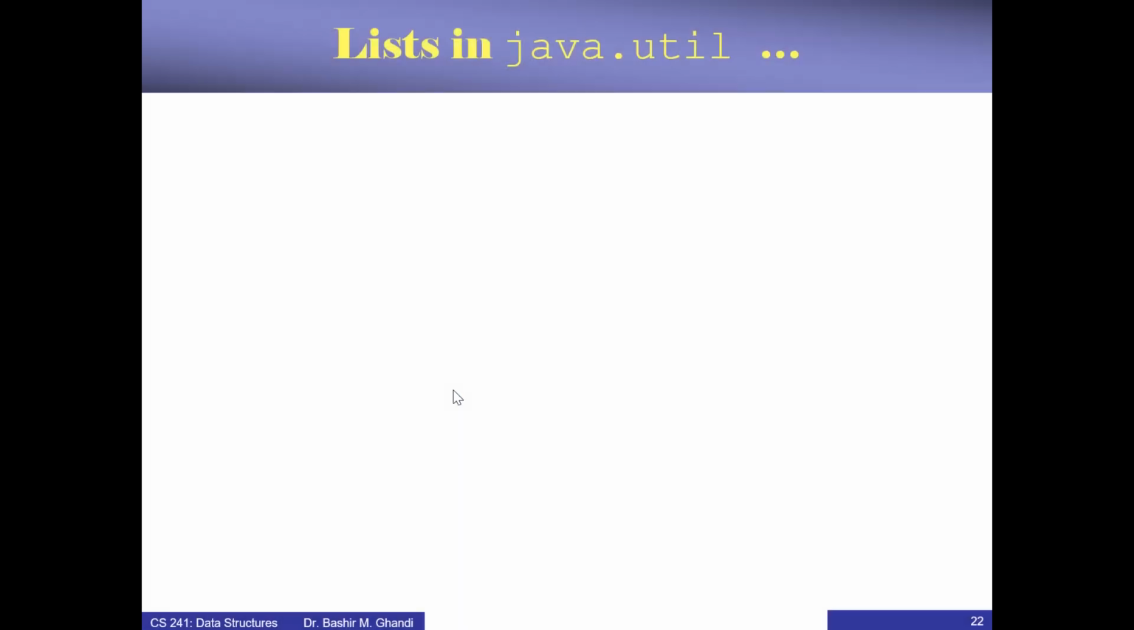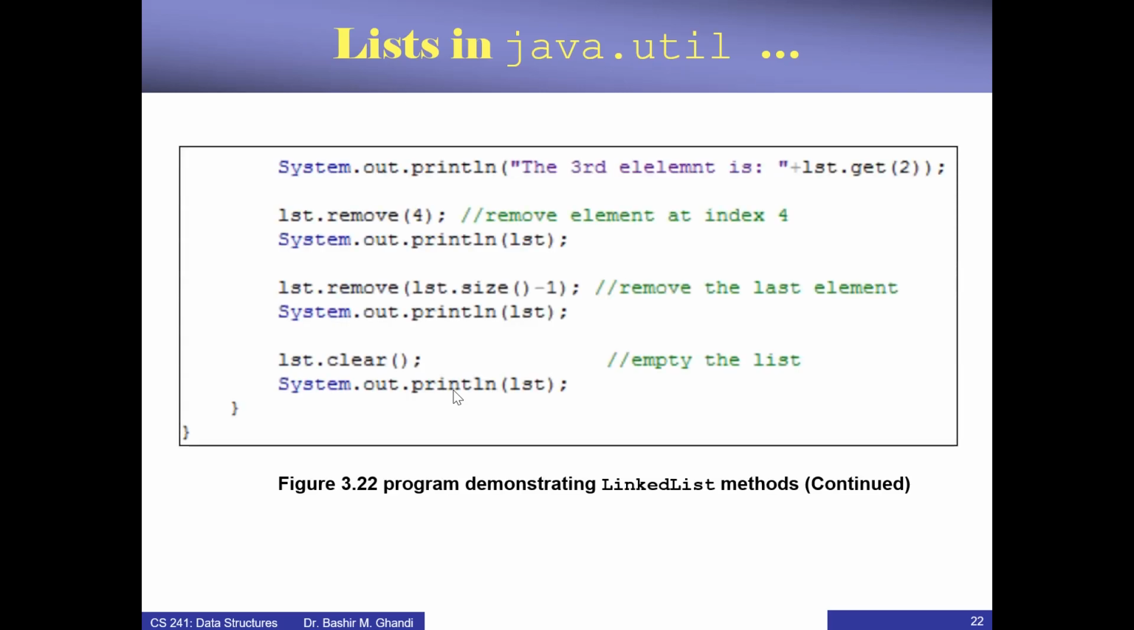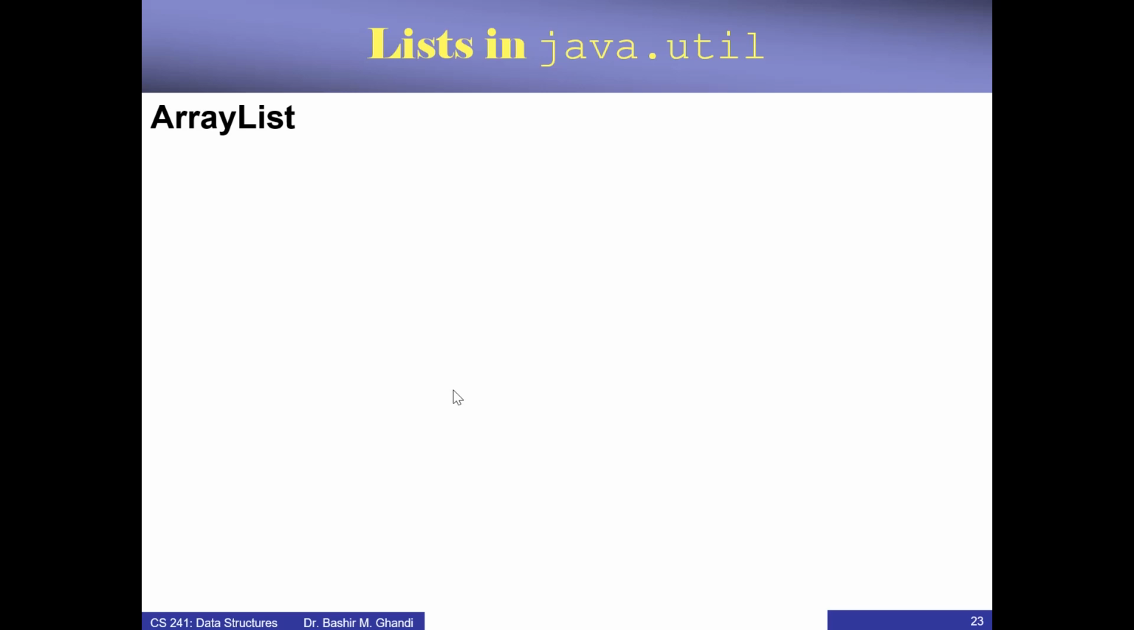The other data structure, which is in the form of list in the Java library, is the ArrayList. ArrayList is similar to linked list, but actually it is implemented as an array. So that means it has the good and the bad things about an array. If you recall, the good thing about a normal array is that it allows you direct access to its elements.